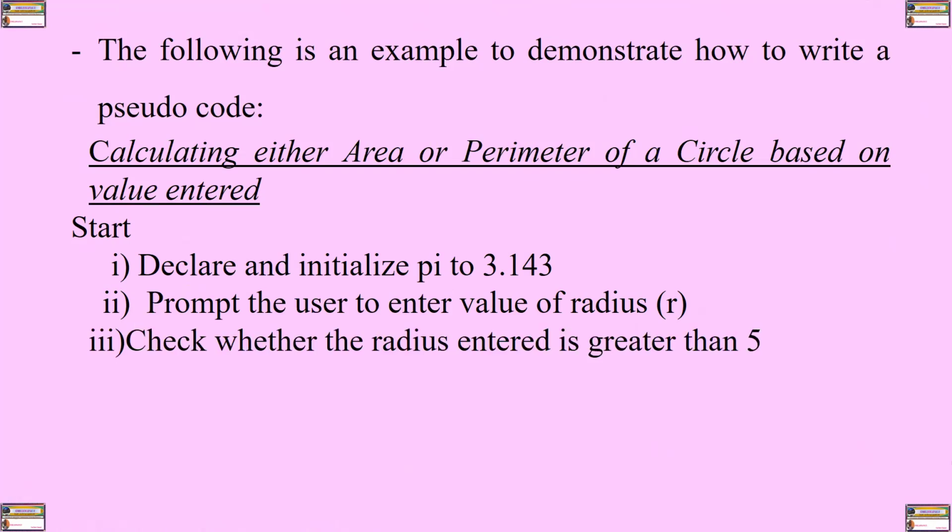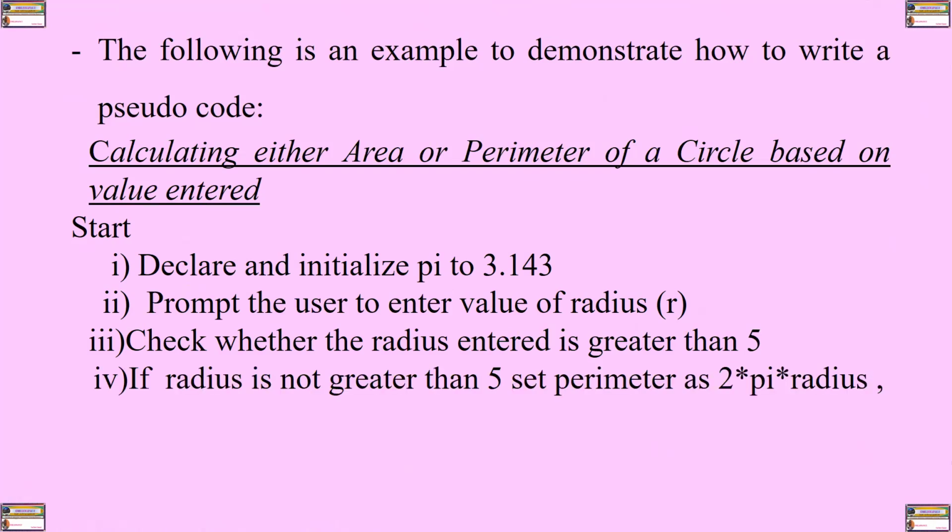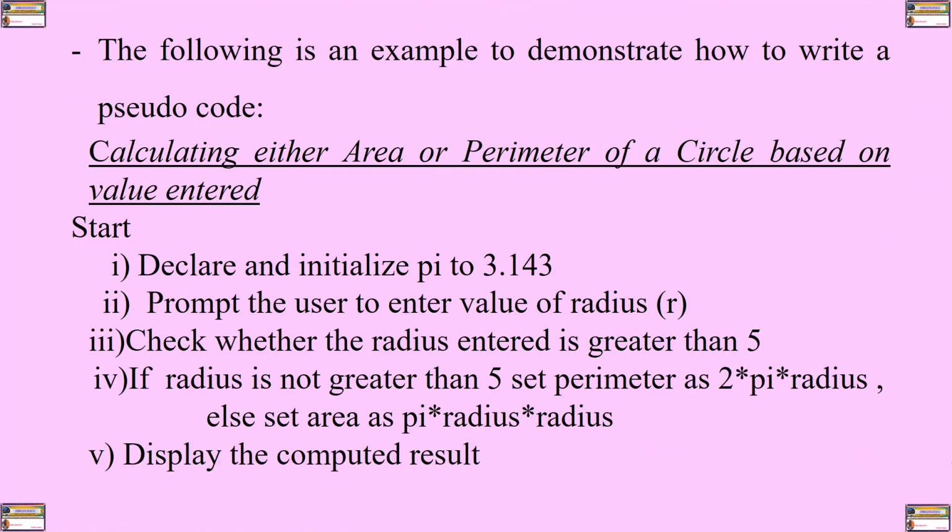From there, we are going to check whether the radius entered is greater than 5. For 6, if radius is not greater than 5, set perimeter as 2 times pi times radius. Else, set area as pi times radius. Then display the computed results, and you stop. So this is an example of an algorithm.